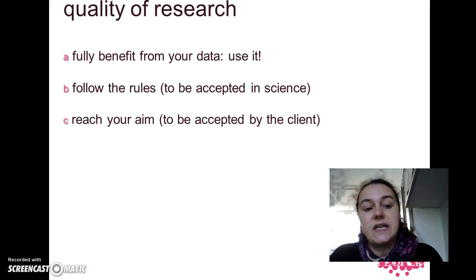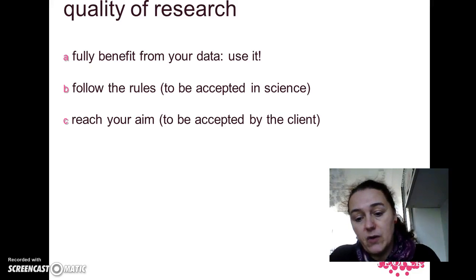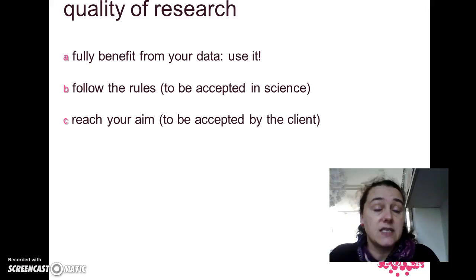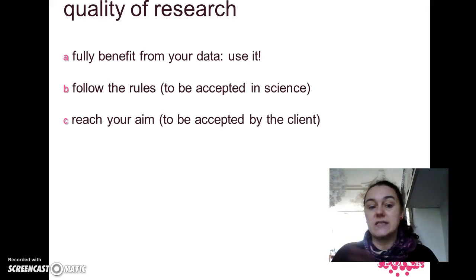Well, one of them is to really fully benefit from your data. Use all the data that you have. Don't discard any data. Another is to really follow the rules of scientific data analysis, especially the whole story for the interview with the coding. First do the open labeling, then the actual coding, and then, what was it again, selective coding. Right? Don't go straight to your conclusions. If you want to be accepted in science, follow the rules.